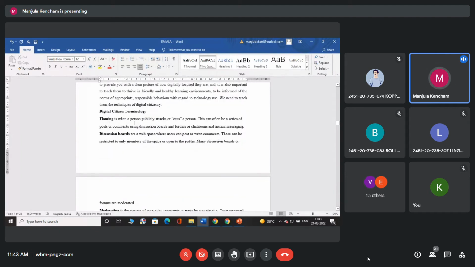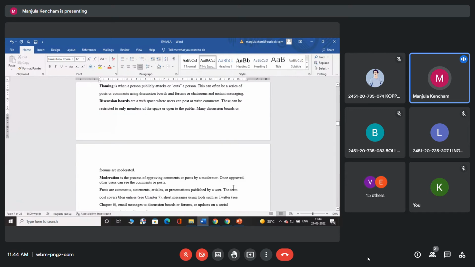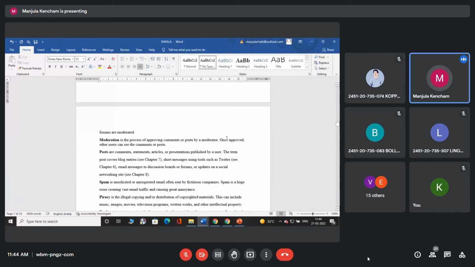Flaming is when a person publicly attacks or outs a person. This can often be a series of posts or comments using discussion boards. That's very bad practice. Discussion boards are a web space where you can keep sending your posts or comments. You should be mindful when you are using that. Moderation: somebody will be there who judges something is good and bad and accordingly truncates all the messages.